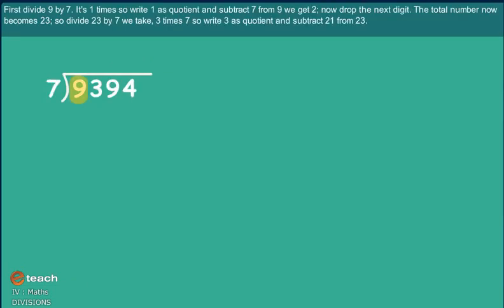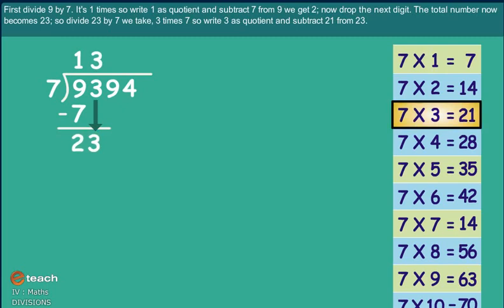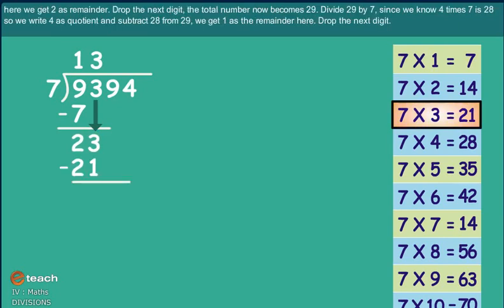First divide 9 by 7. It's 1 times 7, so write 1 as quotient and subtract 7 from 9. We get 2. Now drop the next digit. Total it becomes 23. So divide 23 by 7. We take 3 times 7, so write 3 as quotient and subtract 21 from 23. There we get 2 as remainder.